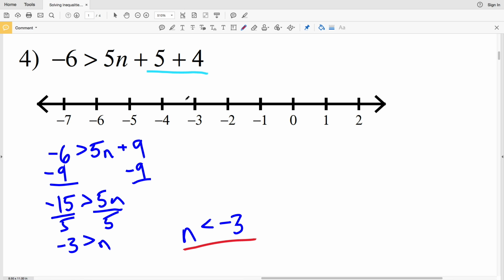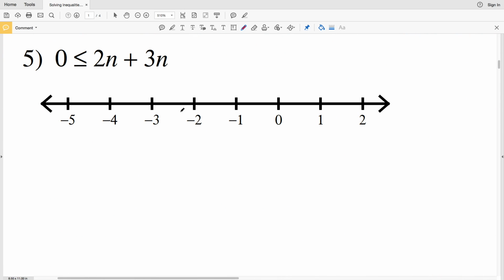I'm going to circle the negative 3. However, I'm not shading it in, since this is not less than or equal to, it is only less than. And I'm going to shade in everything to the left, since n is less than negative 3.